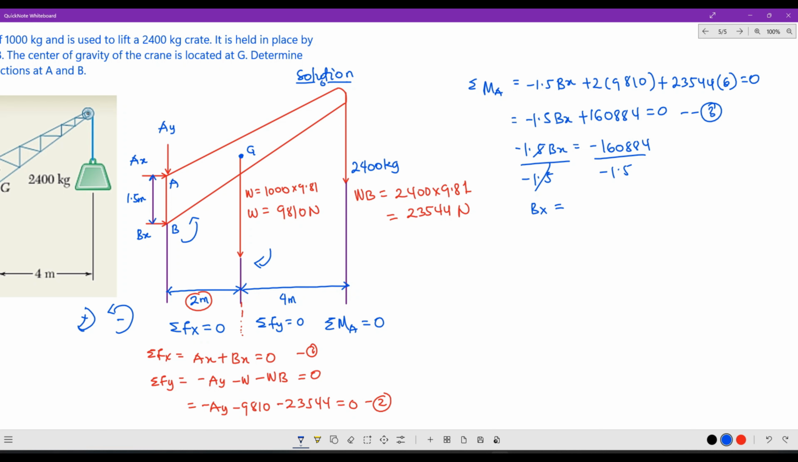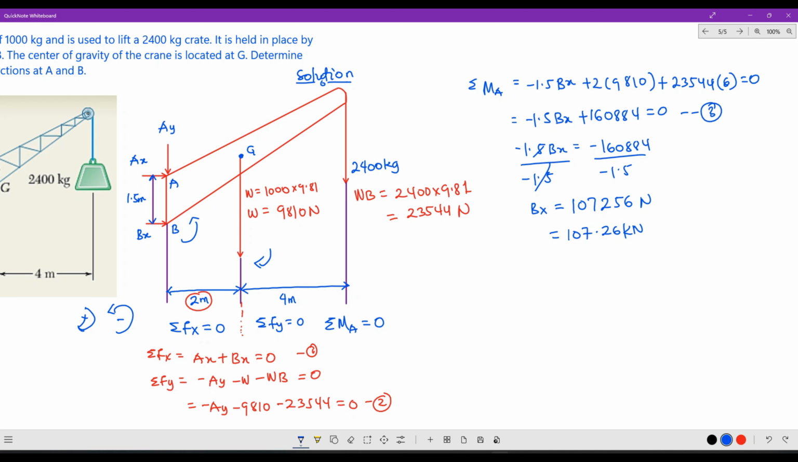So you're going to have minus 160,884 divided by minus 1.5. That gives us a value of 107,256 Newton. Okay, so let's change this to kilonewton and see what you're going to get. You multiply our answer by 10 to the power minus 3, and that'll give us a value of 107.26 kilonewton. Okay, that's for BX.